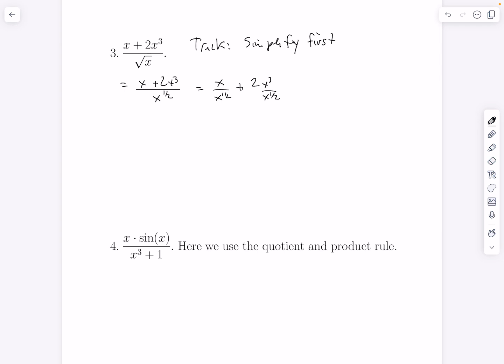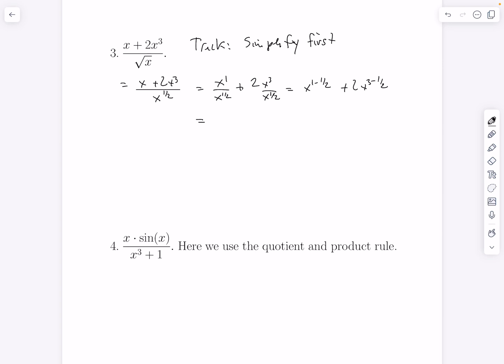Okay, and what is that? We can cancel, yeah? So we could say x is x to the 1/2 times x to the 1/2, or this is x to the 1, yeah? And the laws of the exponents say this is x to the 1 minus 1/2. We combine that, plus 2 times x cubed minus 1/2.